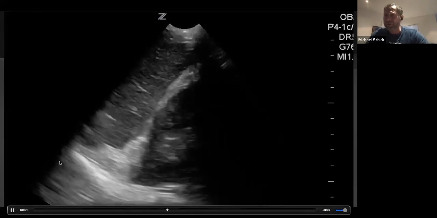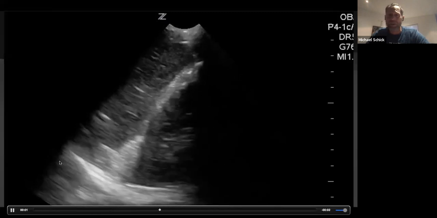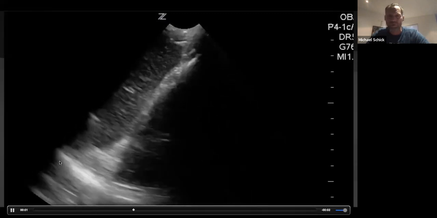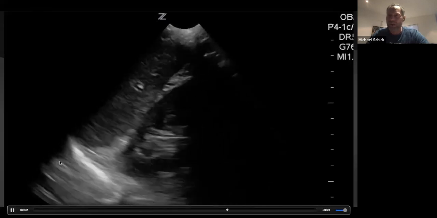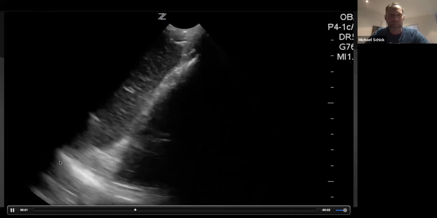Now, I said this is a typical scan you would see in a pediatric patient because this scan is normal. There's no free fluid. And this is most often what we'll find when we do the FAST exam in a pediatric patient.